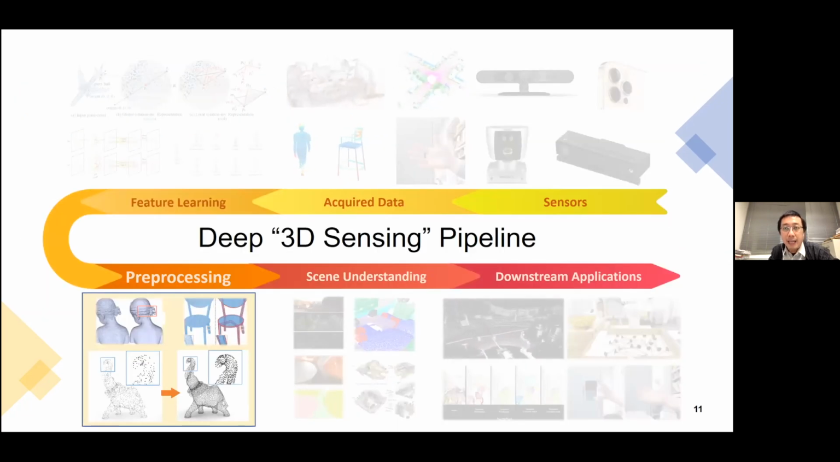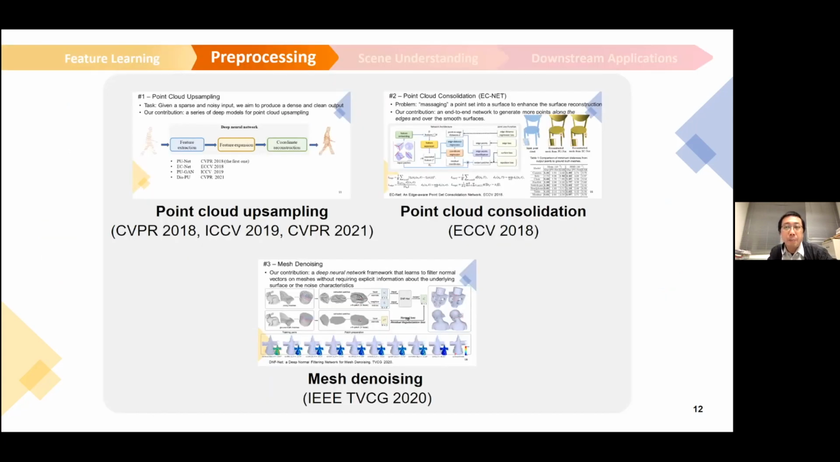Okay, let's go back to the pipeline. After we extract the point features, to improve the performance and also the robustness of the overall 3D sensing pipeline or the 3D perception tasks or applications in the end, another step that we often need is to pre-process the data. In this pre-processing part, due to the amount of time I have, I will mainly focus on briefly introducing my works on point cloud upsampling and also point cloud consolidation.